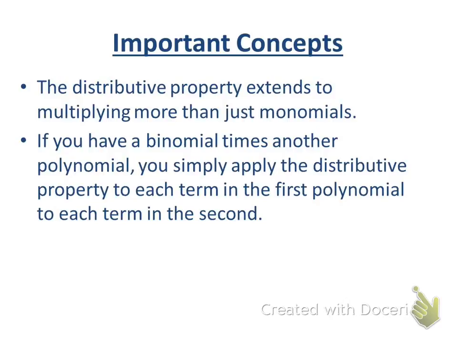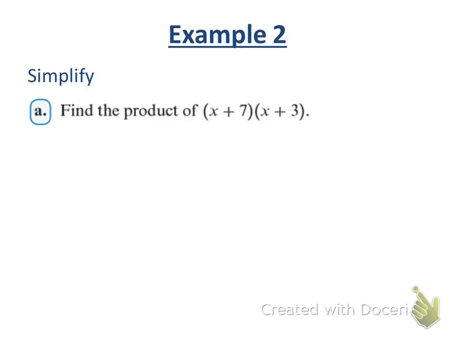Now, just some notes: the distributive property extends to multiplying more than just monomials. If you have a binomial times another polynomial, you simply apply the distributive property to each term in the first polynomial, to each term in the second polynomial. You guys probably called it the FOIL method last year. I don't use that acrostic much because it only applies to two terms times two terms. It doesn't apply to two terms by three terms. So I want you to think of this as using the distributive property. We just have to distribute twice if we have a binomial multiplying another polynomial.